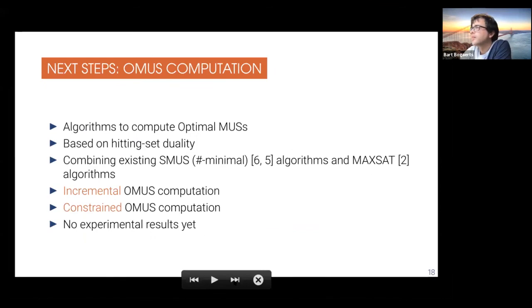And then the other extension, which is one we're working on very much now, is to build algorithms that actually compute an optimal unsatisfiable core or an optimal unsatisfiable subset with respect to a certain optimization function. And the algorithms we're developing are based on the hitting set duality, which is famous from MaxSAT solving, but also cardinality minimal unsatisfiable cores have been generated with this kind of algorithms. And especially we're doing, on top of the existing hitting set based algorithms, two things.